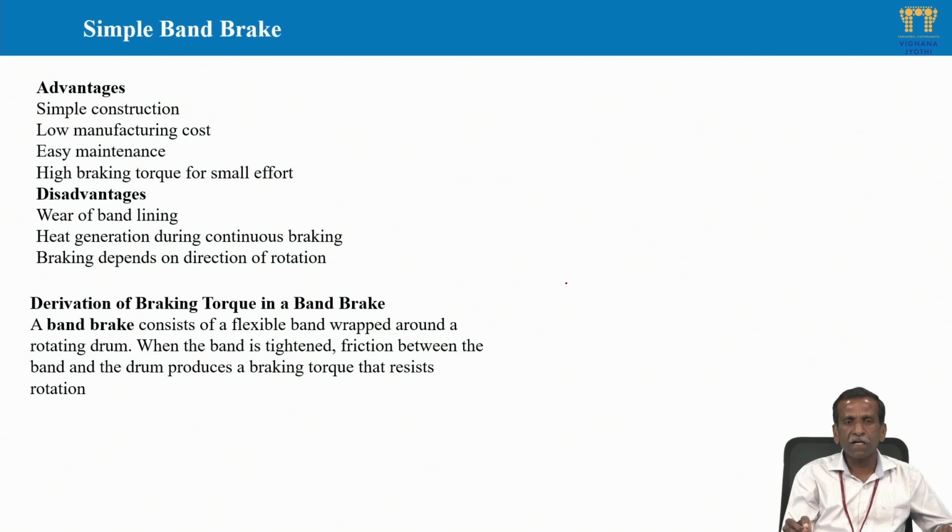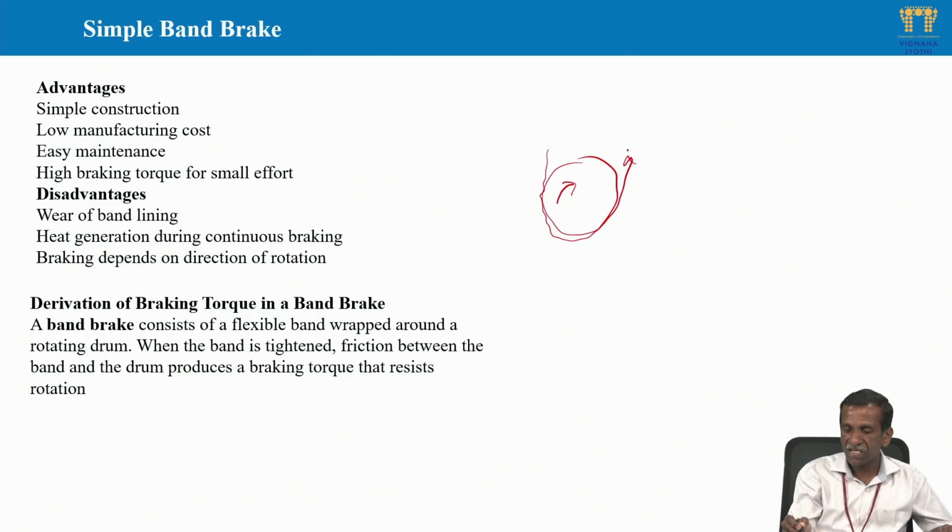So how do we derive the braking torque? Take this as the drum and this as the band, with tight side and slack side. If it is rotating clockwise, this is the tight side T1 and this is the slack side T2. This is the wrapping angle, with the starting contact here and the ending contact here. Let us say this is the wrapping angle theta.